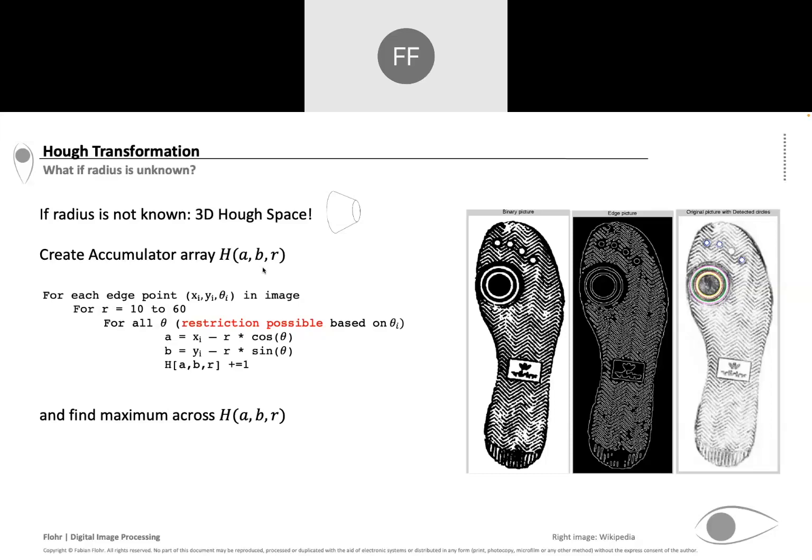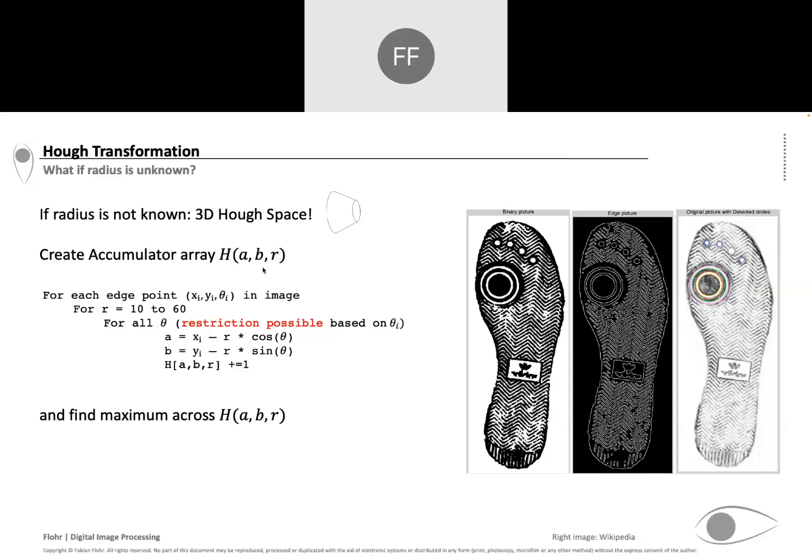Here you have another application. Here you have this shoe where you try to do some quality checks, right? You try to find out if the bottom of the shoe is manufactured correctly, and you want to know if the circles here, for example, are correctly drawn, and this could also then implement an automatic quality check with the Hough transformation.